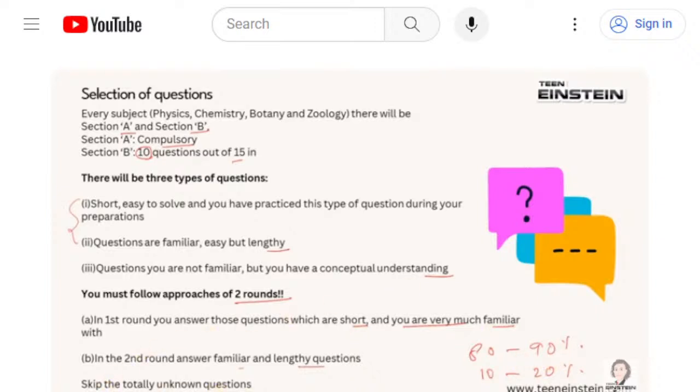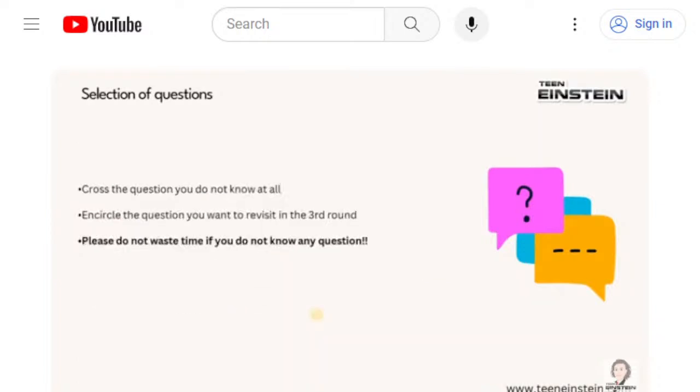And the questions which are totally unknown to you, I suggest you skip, because if you try again and again, you will lose time. You will lose time as well as marks for the other questions. Now if you want to revisit some questions, take a third round. Okay, if time permits, come in the third round and then solve them.